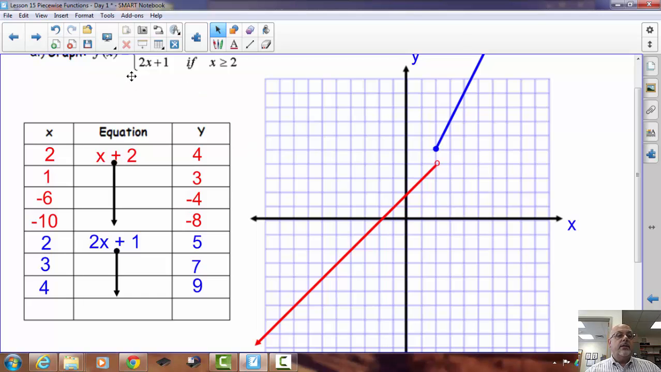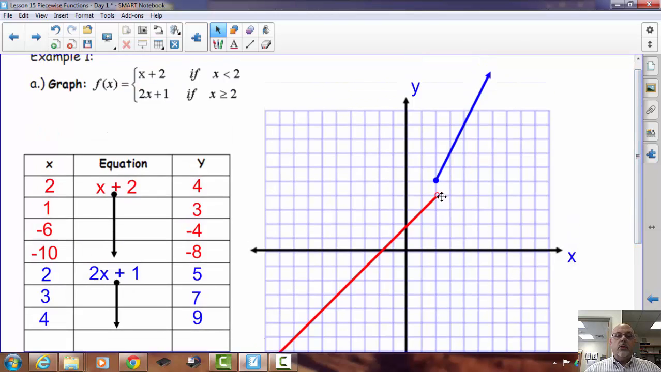Now if we go to the next part of the function, it's 2x plus 1 if x is greater than or equal to 2. So what I've done here are my values of x. I have values of 2, 3, and 4 for x. The corresponding y values are here. So I graphed those, and I drew that in blue the way I color-coded the chart. So if you notice, we have an open circle at 2, 4, and a closed circle at 2, 5, and that goes right along with the inequalities that we were given.